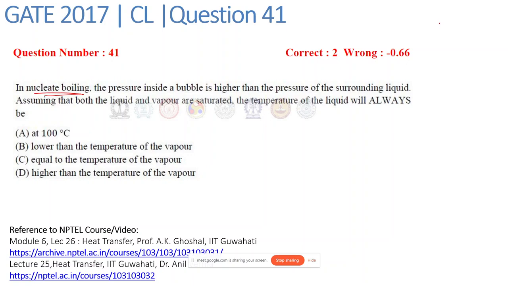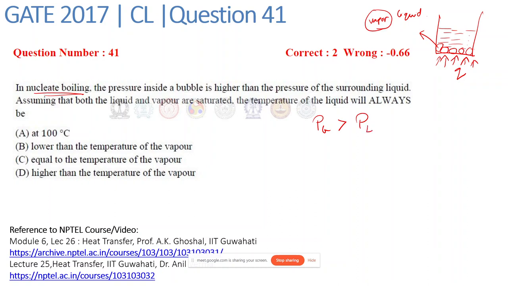So in nucleate boiling, let's consider this as a vessel, and this is my heat source Q dot, and the vessel is filled with fluid. Then in the nucleate boiling regime, the bubbles will start to form. If we look at one such individual bubble over here, it will be filled with vapor, and on the outer side it will be liquid. In this question, we have been given that the pressure inside the bubble is higher than the pressure of the surrounding liquid, that is PB is greater than PL. This we have been given.